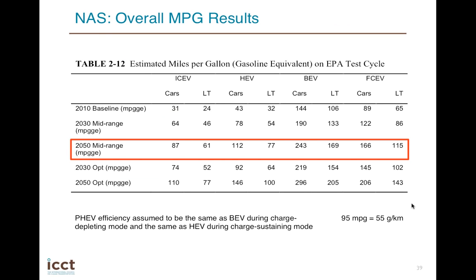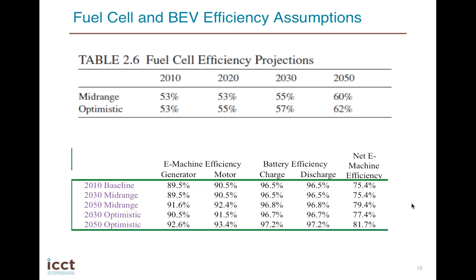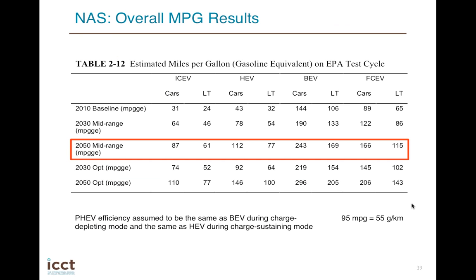And so if you look at the overall MPG results, and I should mention that, of course, for the battery electric, this table at the bottom is all that really matters. All you have is generator, motor, and battery efficiencies. And so now if you look at the results, and I've highlighted the 2050 mid-range. This is miles per gallon gasoline equivalent, cars and light trucks. So for cars alone, it's 87. For light trucks, it's 61. The average is about 75. The hybrids, 112 cars, 77 truck, average is about 95. And the battery electrics and the fuel cell vehicles are much, much higher yet.